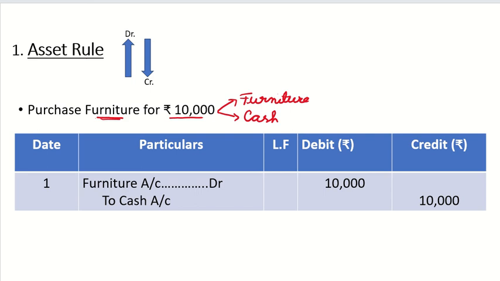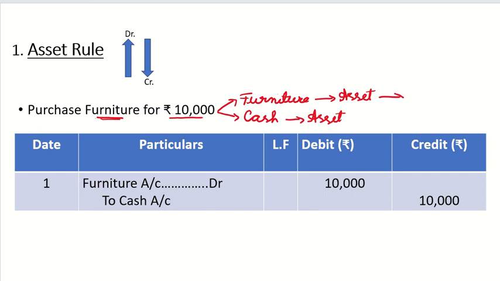We should see which type of account it is. Now furniture is which account? It is an asset, so it comes under the asset account. Fine. Now what is cash? Even cash is an asset to the company, so here the asset rule is being applied. Both are assets here, furniture and cash. Fine. Now we'll see which account is being debited and which account is being credited.